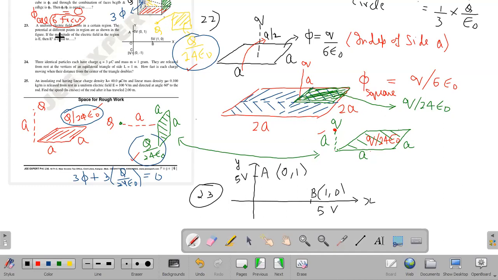And if you read this question, there is a uniform electric field. We all know that in a uniform electric field, equipotential lines, the lines of same potential, are straight, parallel lines. So if I join these two points of 5 volt and 5 volt, this line is basically an equipotential line.